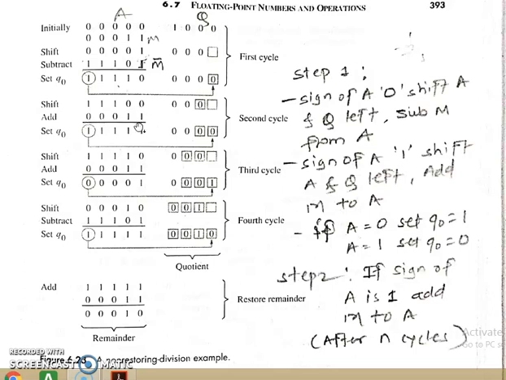So 0 plus 1 1, 0 plus 1 1, 0 plus 1 1, 0 plus 1, 0 plus 1 1. So this is the result, and check the result. If the result of A is 1, what we have to do is set Q0 to 0. Okay, now next, this is again the second cycle, and now move to the third cycle.